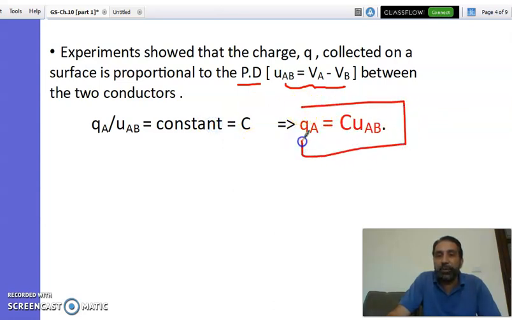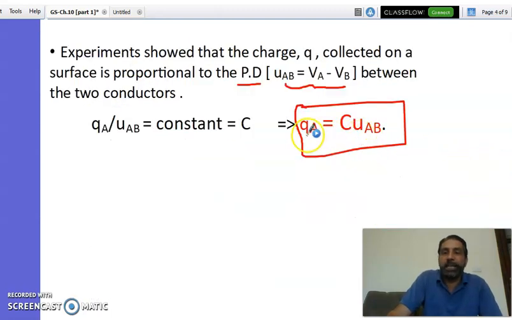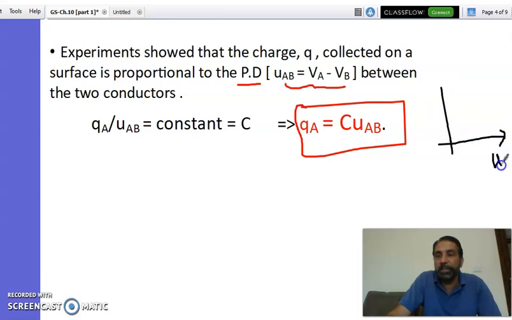Q equal CU. And be careful here about the sign. If I use here the charge on the surface A, which is QA, I say UAB. If I use the charge which is negative on surface B, I say CUBA. Okay? So that's the relation. As the voltage increases, the charge increases. Okay? Here is the graph. This is the voltage U, and this is what? Q. So Q proportional to U means the graph is what? A straight line passing through the origin.